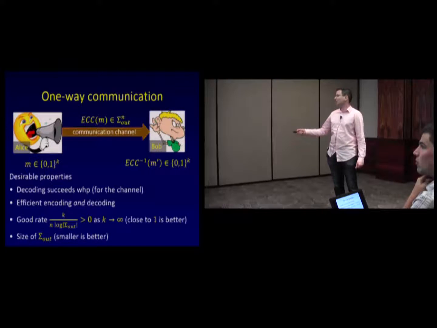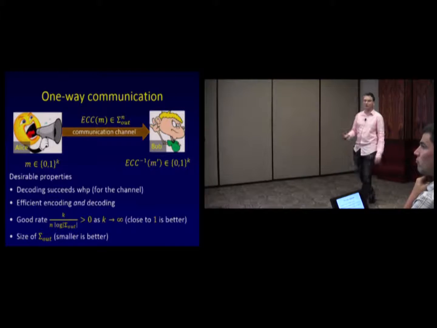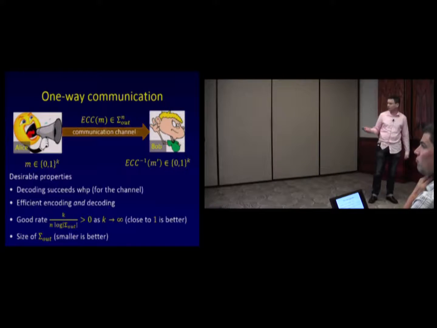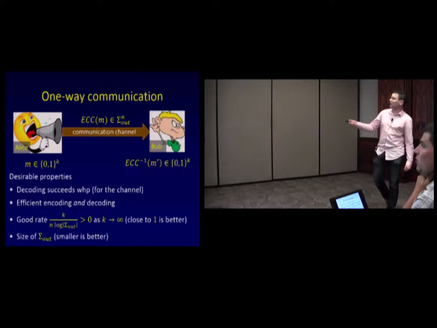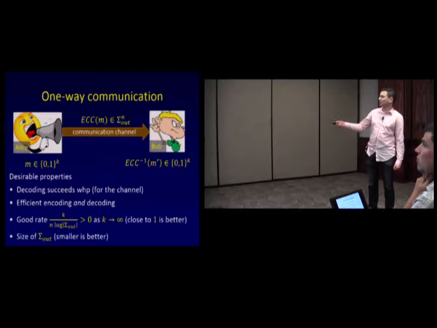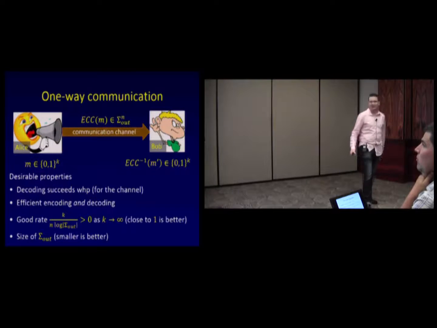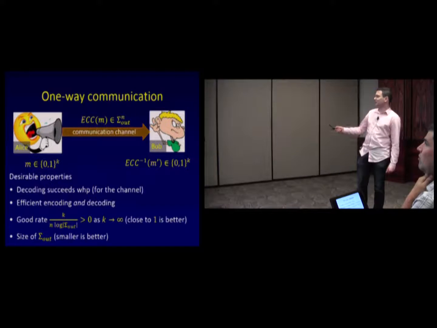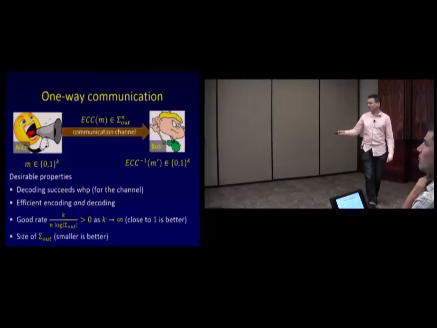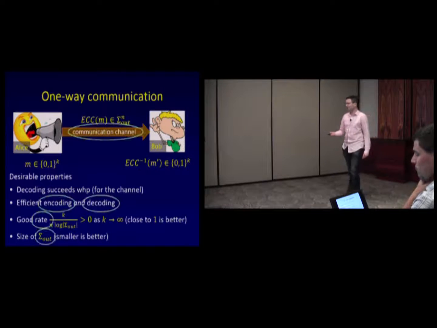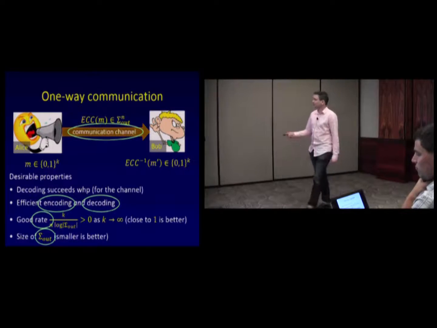And also sigma out actually, depending on the channel, plays a role, and smaller alphabet is usually better and harder to obtain. So in one extreme, if you encoded everything here with one symbol and this symbol didn't get corrupted with good probability, then this would be very easy. So ideally, the smaller is better.